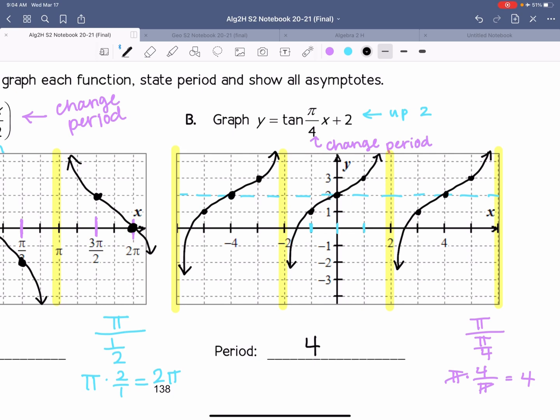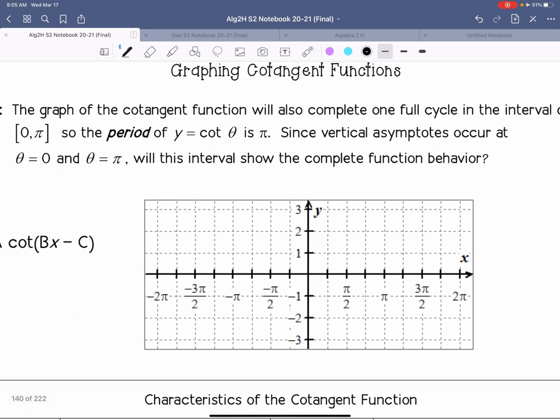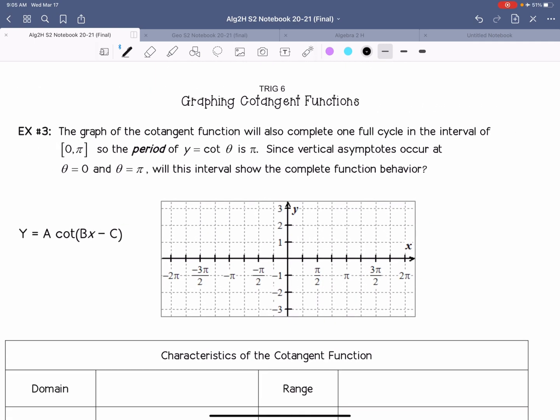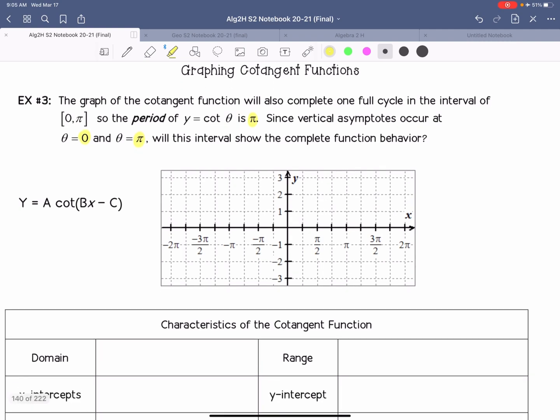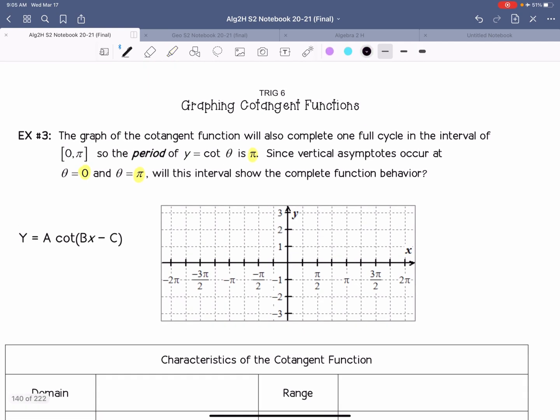Okay, so that's the tangent graph. Cotangent, very similar. The only difference is the initial vertical asymptote is now going to be on 0. And instead of snaking in a positive direction, it's going to snake in a negative direction. So example 3. Now we're going to be talking about cotangent. So again, it's still very similar to tangent. It still has a period of pi, but our first asymptote is at 0, and then our second one is at pi.